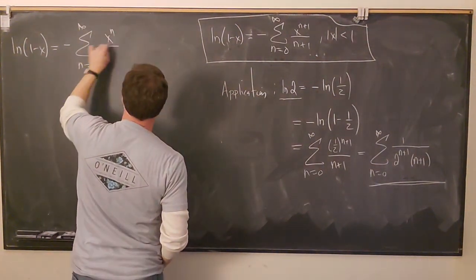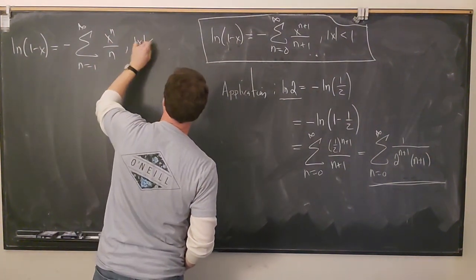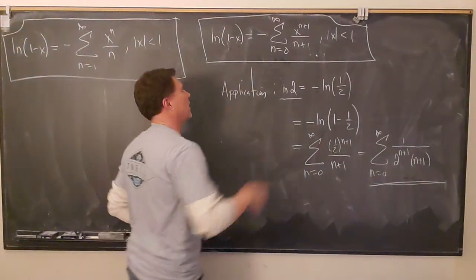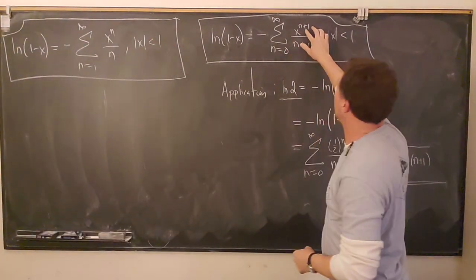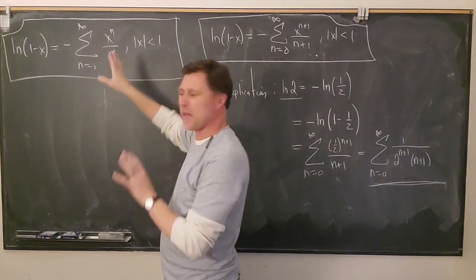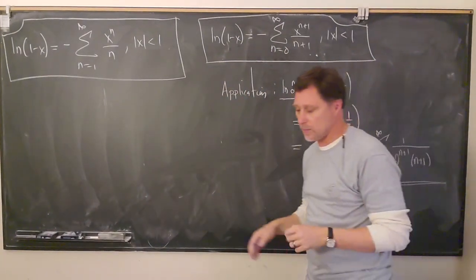X to the n over n, where the absolute value of x is less than 1. Oftentimes in books you'll see it written this way. Instead of starting at 0 and having n plus 1 and n plus 1, you can start at 1 and have an n and n. It makes it a little bit nicer. Either one of these is true, and you can use them either way.